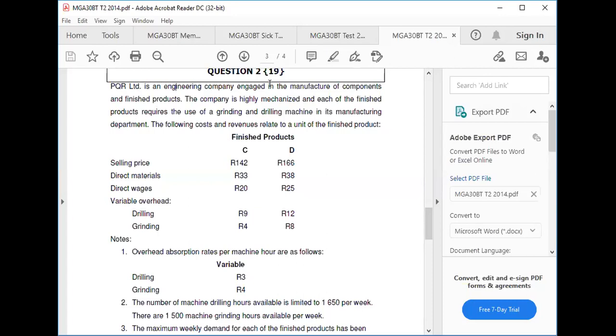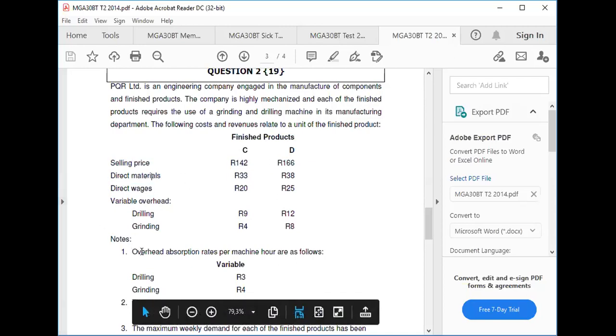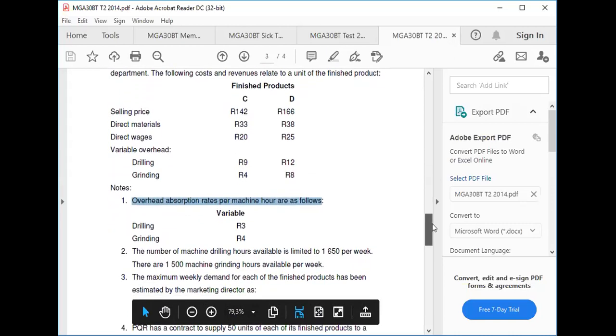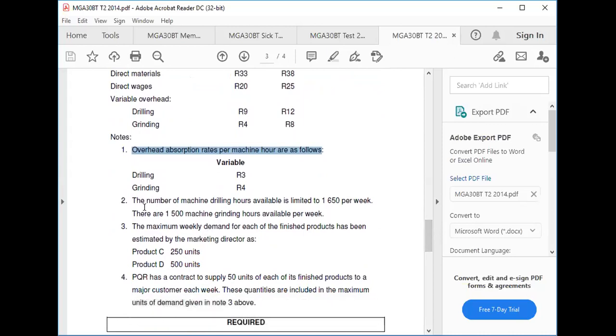PQR Ltd is an engineering company engaged in the manufacture of components and finished products. The company is highly mechanized, and each of the products requires use of a grinding and drilling machine in its operations department. The following cost and revenue relate to a unit of the finished product. Product C, this and this and these notes. Overheads absorbed rates per machine hour are as follows: drilling, rent, grinding, rent.